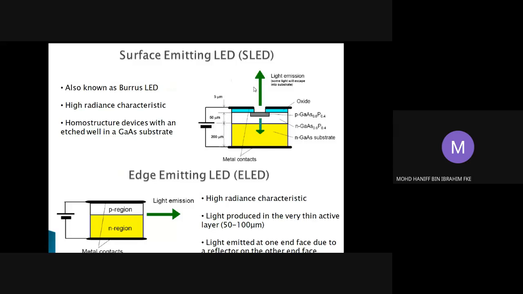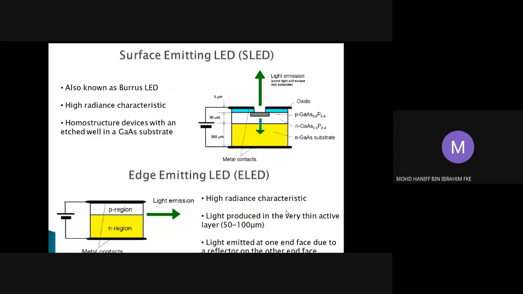Another one is the edge emitting LED. This is a very simple structure. We have the P region semiconductor and the N region semiconductor, with a PN junction here. The P type is connected to the anode, the positive terminal, and the N region is connected to the cathode, so this is forward bias. The light is said to be emitted at one side of this PN junction.